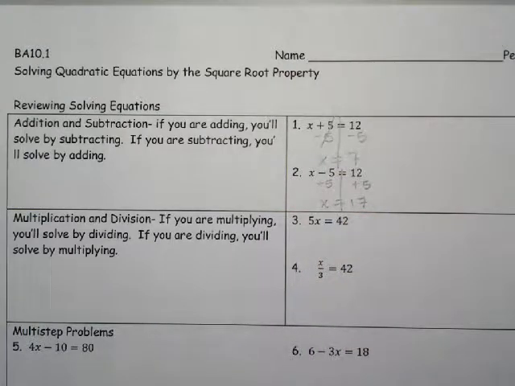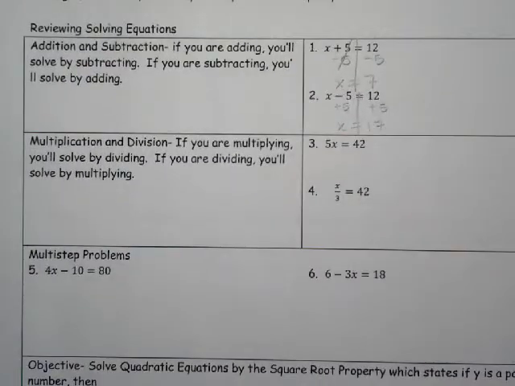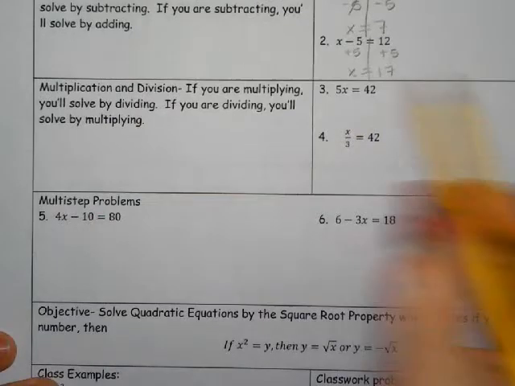On the next part, multiplication and division are also inverse operations. If I am multiplying, then I'm going to solve by dividing. If I am dividing, then I'm going to solve by multiplying. So if I have 5x, which is 5 times x, what do I do to get x alone? I'm going to divide both sides by 5.